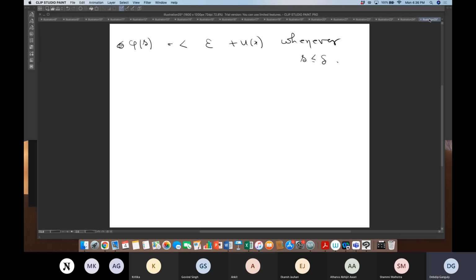Yeah. Okay. So this we have. You take modulus. Sorry, modulus of phi s is less than epsilon plus u of x whenever s is less than or equal to delta. Yes or no? Yes.